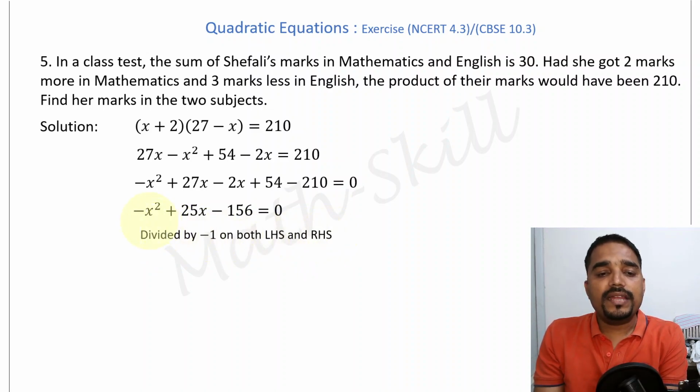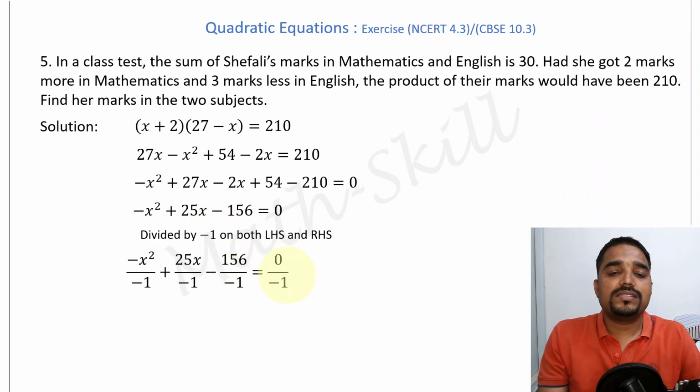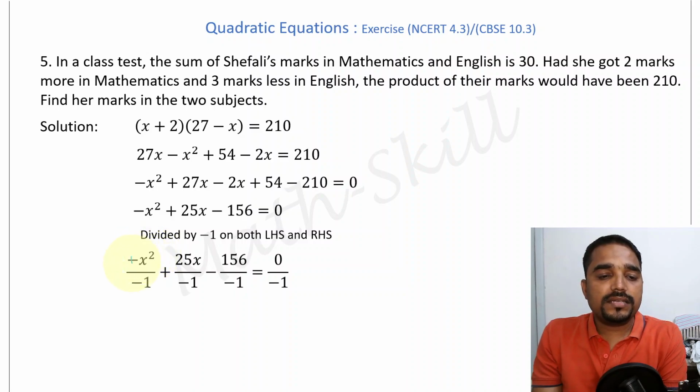On dividing, minus x square by minus 1 plus 25x by minus 1 minus 156 by minus 1 equals 0 by minus 1. So 0 by minus 1 is 0. Also, minus x square divided by minus 1, the minus minus will get cancelled, and minus 156 by minus 1, minus minus will get cancelled, and here we have plus, it will become plus. That is, the next step would be x square minus 25x plus 156 equals 0 by minus 1, which is 0.